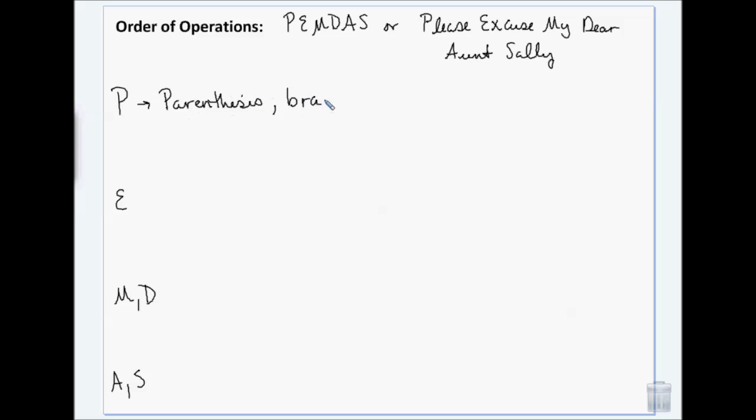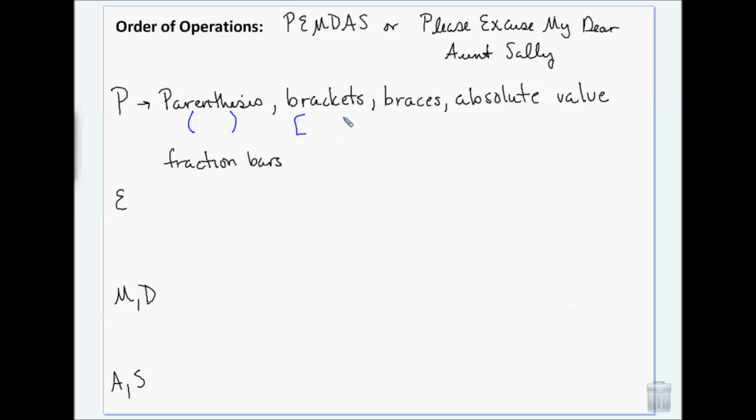It's also brackets, braces, absolute value bars, and fraction bars. Okay, and so parentheses we're familiar with, those look like that. And brackets are the square parentheses. And braces are the weird pointy parentheses. Absolute value bars are two straight lines that go up and down. And then fraction bars, you have stuff on the top and stuff on the bottom.